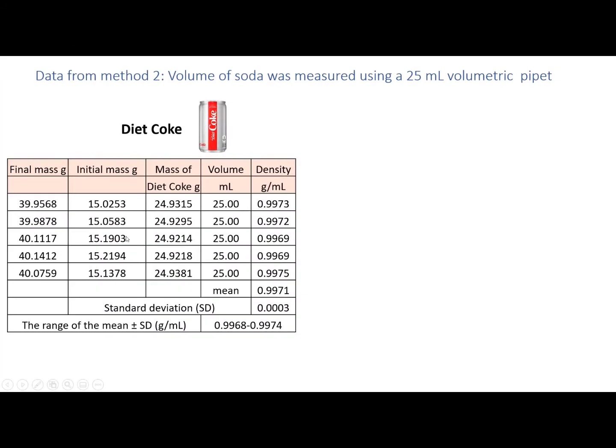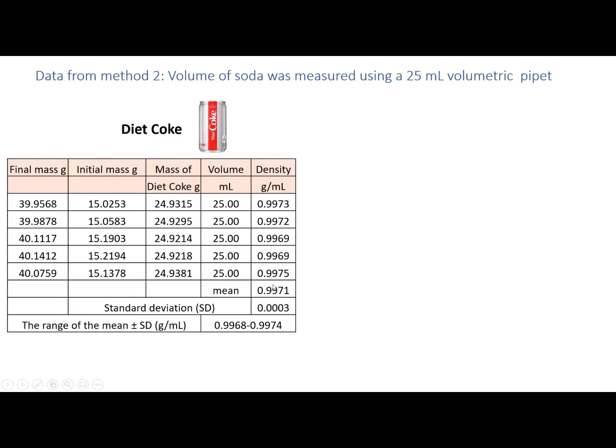We gathered these data for Diet Coke using method 2. In method 2, we measured the volume using a 25 milliliter volumetric pipette. So we were able to obtain 4 significant figures for the volume of soda. Therefore, density was also determined to 4 significant figures.